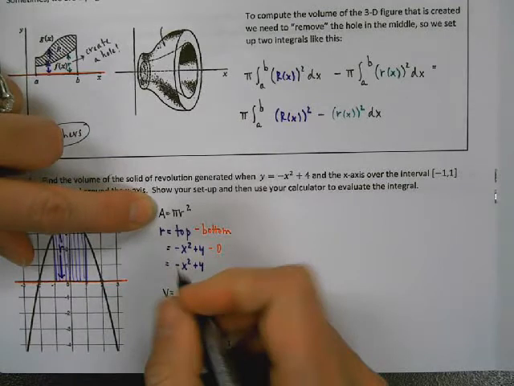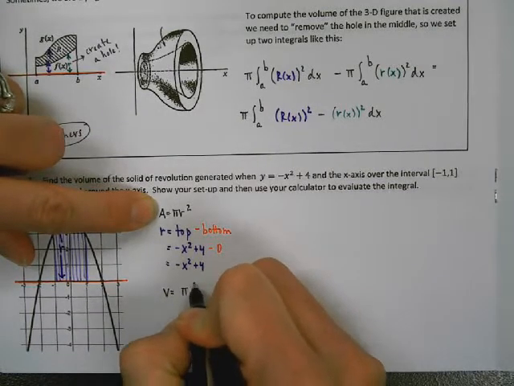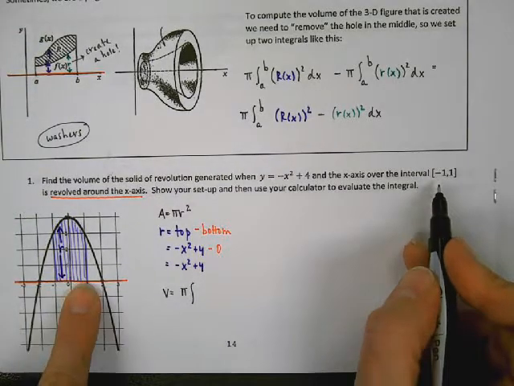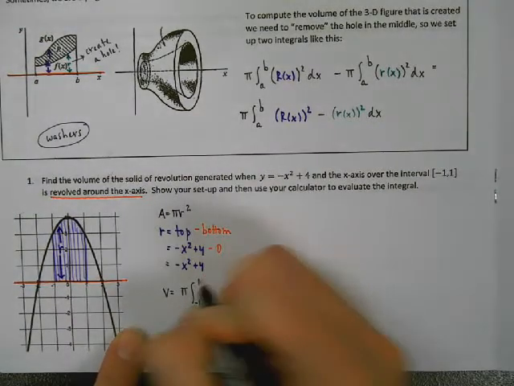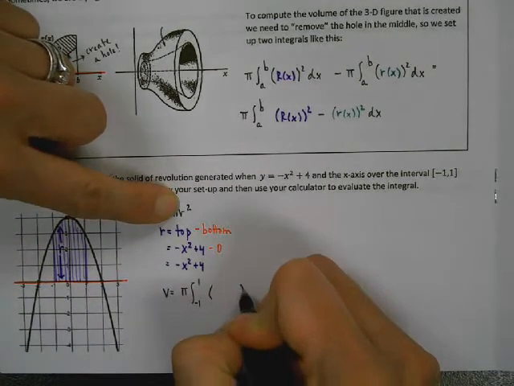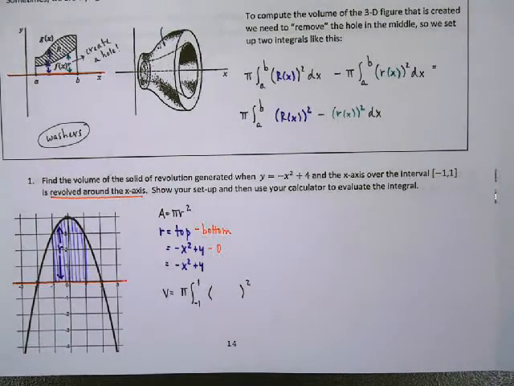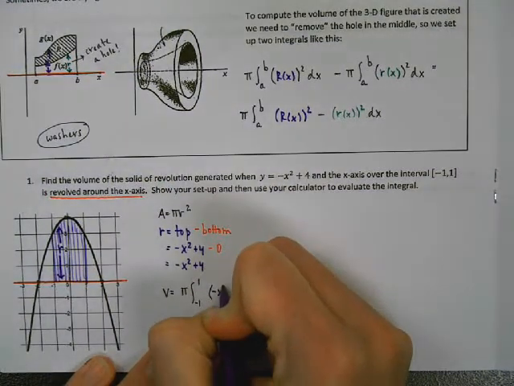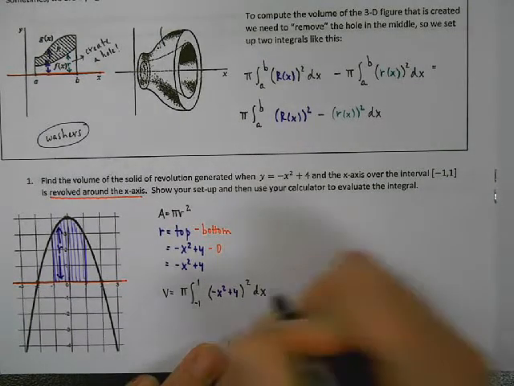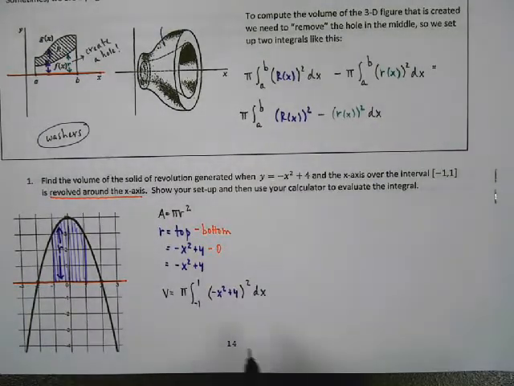So my volume is, I like to pull the pi out because it's constant. I'm integrating, since it was just from the interval from -1 to 1. Those are my bounds. Now I need my radius squared, and we said our radius was negative x squared plus 4, and then I have my dx. That's everything for my setup. And again, I'm going to start being really picky to make sure we have that dx in our notation. So make sure you're not leaving that out.